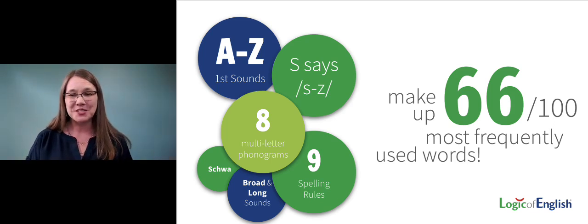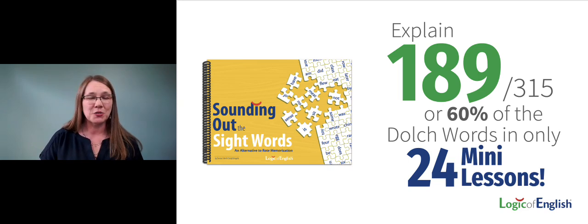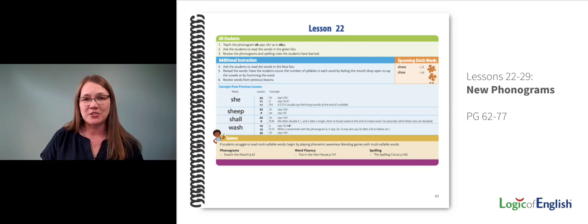That's 66%. And in fact, you can also explain 189 of the 315 Dolch words. And we've only taught 24 mini lessons. Imagine how many thousands of additional words students can decode and spell using this information. We are on to Lesson 22.